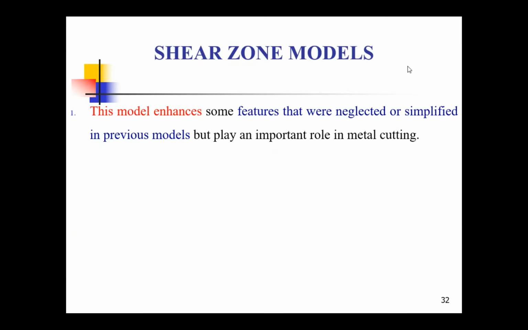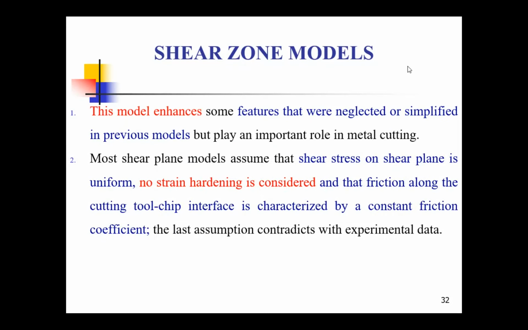They consider some features that are neglected by the previous models. These shear zone models are specifically used in metal cutting. In this, we consider the shear stress on the shear plane to be uniform. The shear plane is the plane at which the shearing action takes place. The stress on that shear plane is uniform and no strain hardening is considered, that is, the hardening because of the strain in the elements.